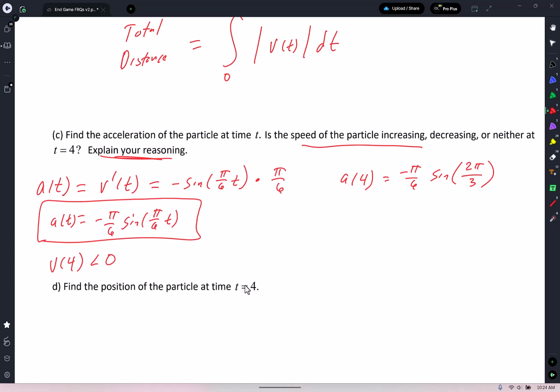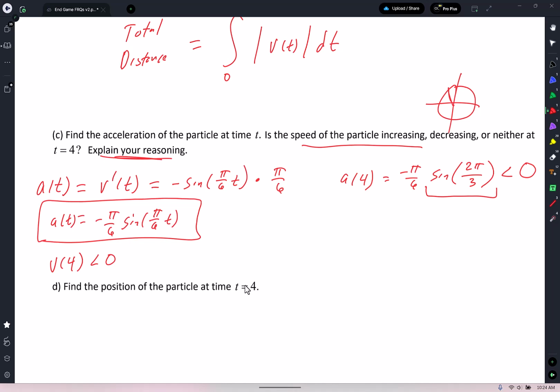Sine of 2 pi over 3. Is sine of 2 pi over 3 positive or negative? 2 pi over 3 is in what quadrant? 2. You don't even have to give the value, guys. What's positive times a negative? A negative. So I just wrote less than 0. You can write the number if you want. Just make sure you don't get it wrong, right? On the unit circle, sine of 2 pi over 3 is square root of 3 over 2. So you can write square root of 3 over 2 times negative pi over 6. But here it is. I'm just saying that the acceleration is negative and that the velocity is negative.